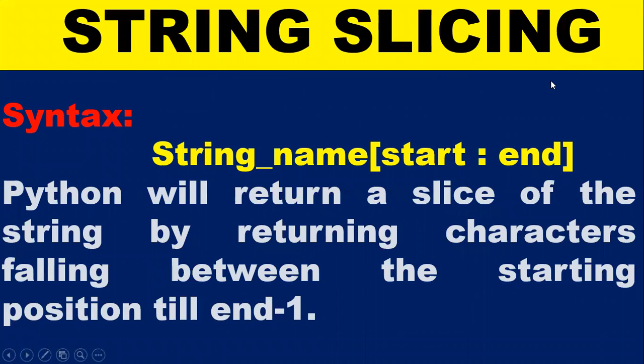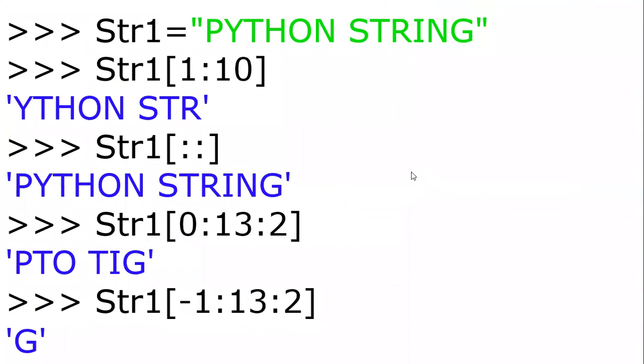String slicing. This is the syntax of string slicing. String name, start colon end. Python will return a slice of the string by returning characters falling between the starting position till end minus 1. Following are the examples of string slicing.